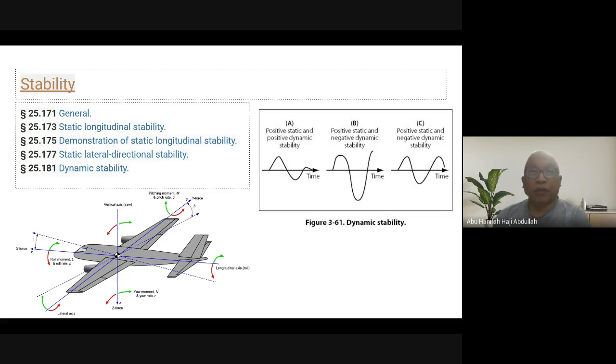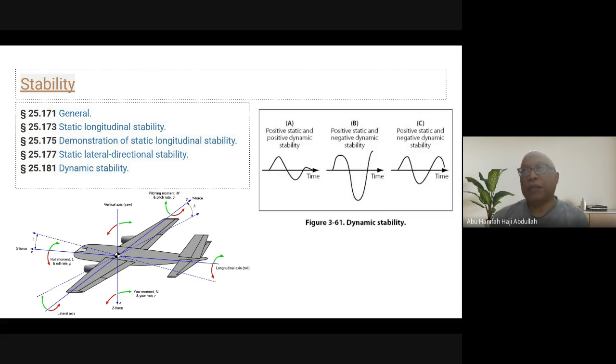So we need to ensure this body is stable. That's why we need to look at the static longitudinal stability, demonstrate static longitudinal stability by test, and static lateral directional stability by test and analysis. Also, there is dynamic stability. So there are 1, 2, 3, 4, 5 subparagraphs discussing stability.